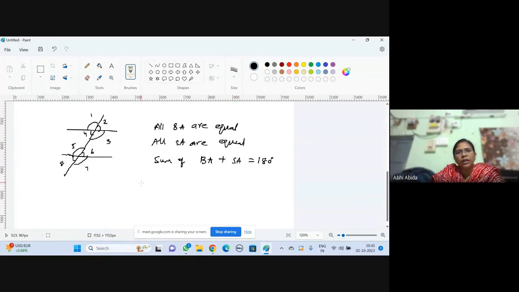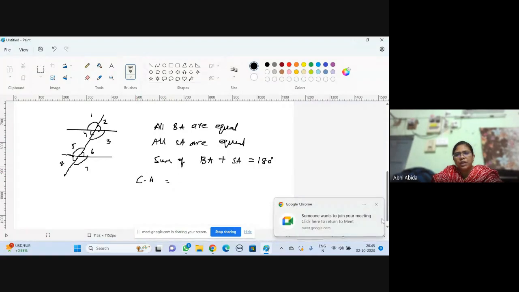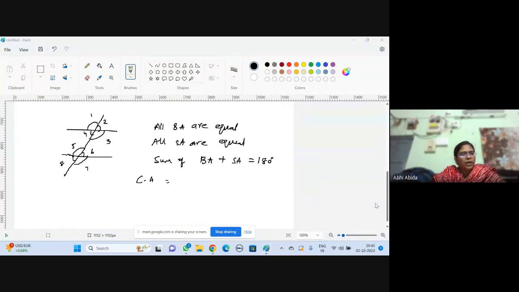Now moving on to the types of angles here, corresponding angle is the first type. Corresponding angle is the angle which is formed here. If you see that, what are the corresponding angles? Can anybody tell me here what are the corresponding angles?